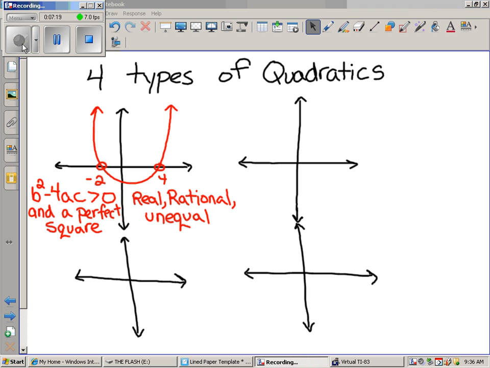We made up the -2 and 4 just to give you an idea of some numbers. The discriminant only tells you what kind of roots you have. Real, rational, and unequal, right? Another thing you could say is that there are 2 roots.